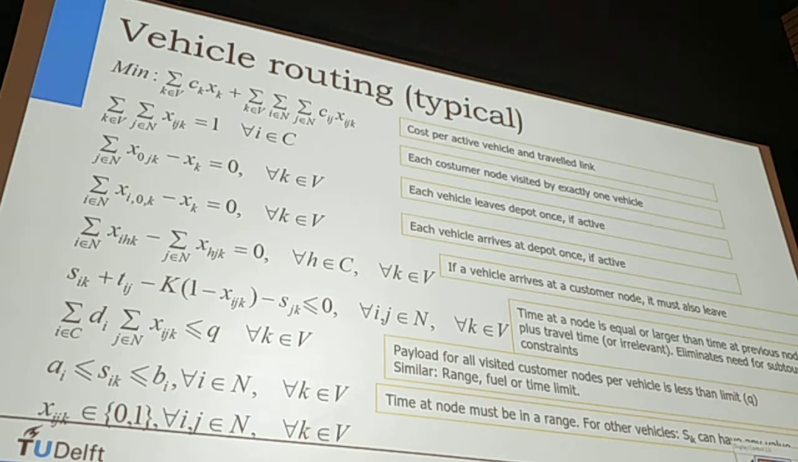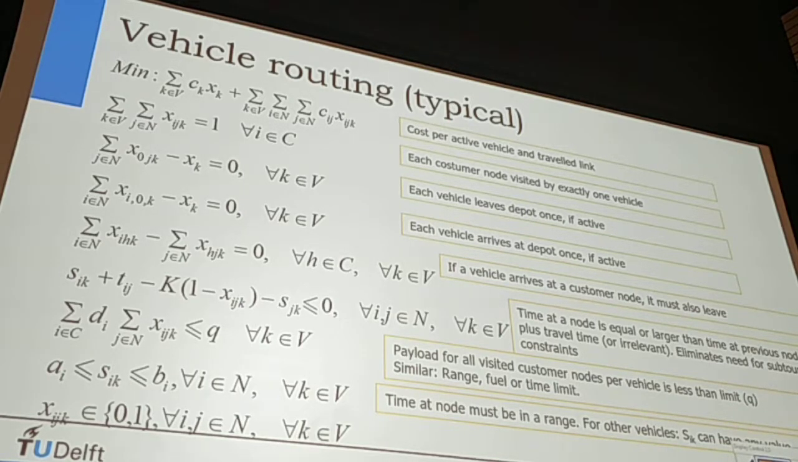Then the next one is basically, for example, for payload, but it can also be range, fuel, or time limit. So for each segment, if we choose to have a vehicle travel on a certain segment, then the sum for that vehicle of all these segments it travels has to be at most a certain amount. So this can be distance, this can be time, it can be range, fuel, volume, all sorts of things. So it limits the sum of all the ways a vehicle travels.